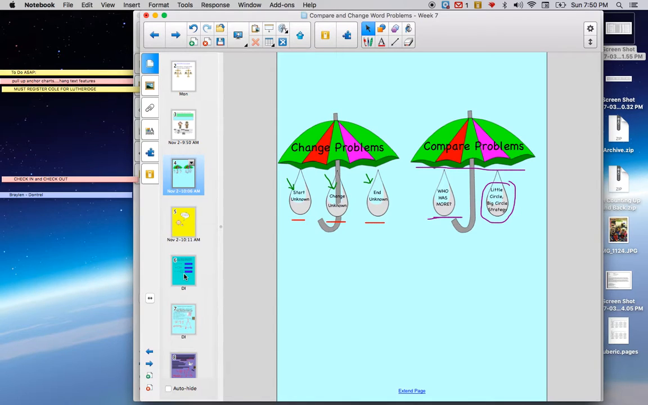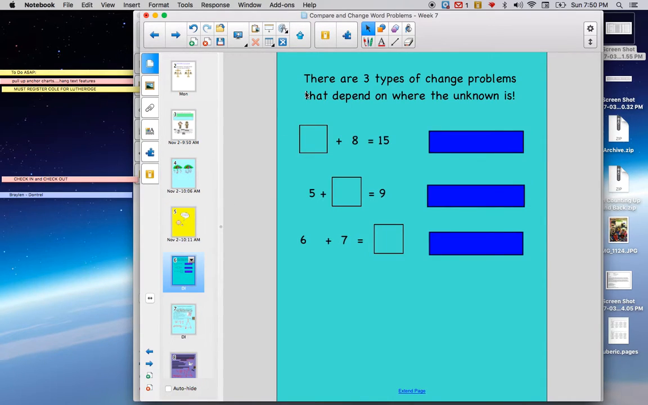I want to show you right now the three types of change problems. So remember, there's start unknown, change unknown, end unknown. So here's what they look like. There are three types of change problems, and it depends on where the unknown is. So I'm going to have you take a guess before I move the block, or the rectangle, I guess. Which unknown do you think this is right here? Problem number one. Is it a start unknown, a change unknown, or an end unknown?